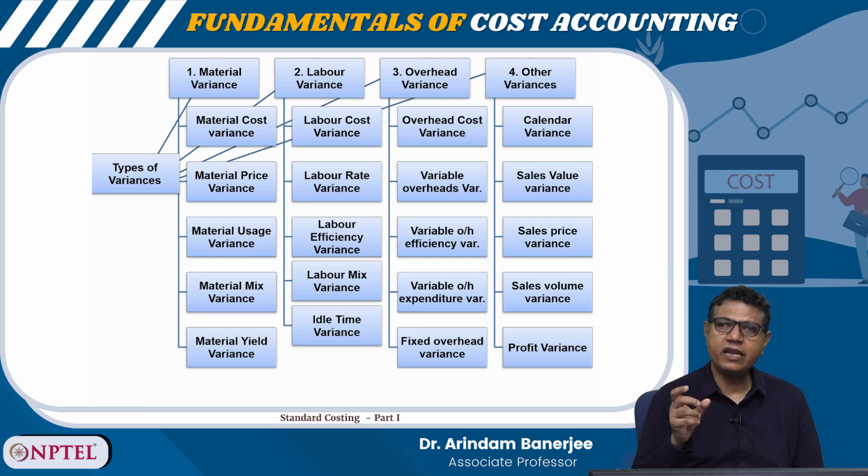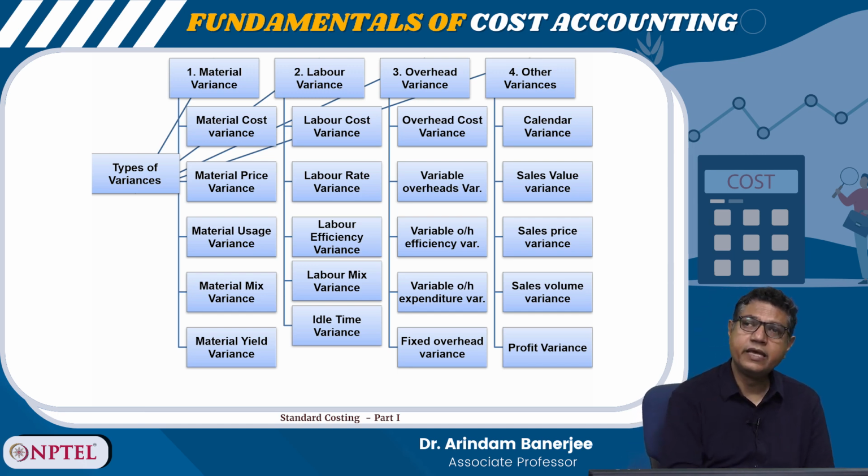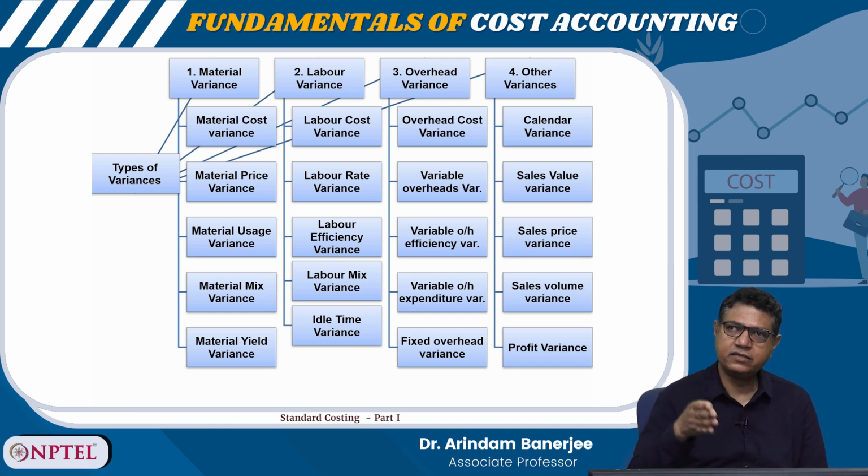Now, this variable overhead expense I can calculate separately, and fixed overhead variance I can calculate separately. Then variable overhead efficiency I can calculate, and variable overhead expenditure also I can calculate. These are the three major classes of variances: material variance, labor variance, and overhead variance.